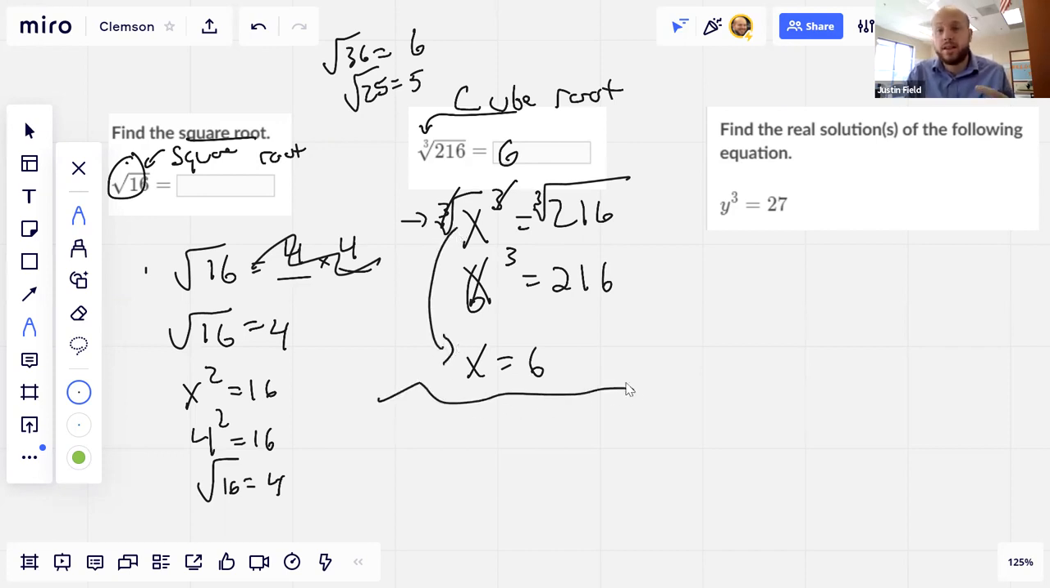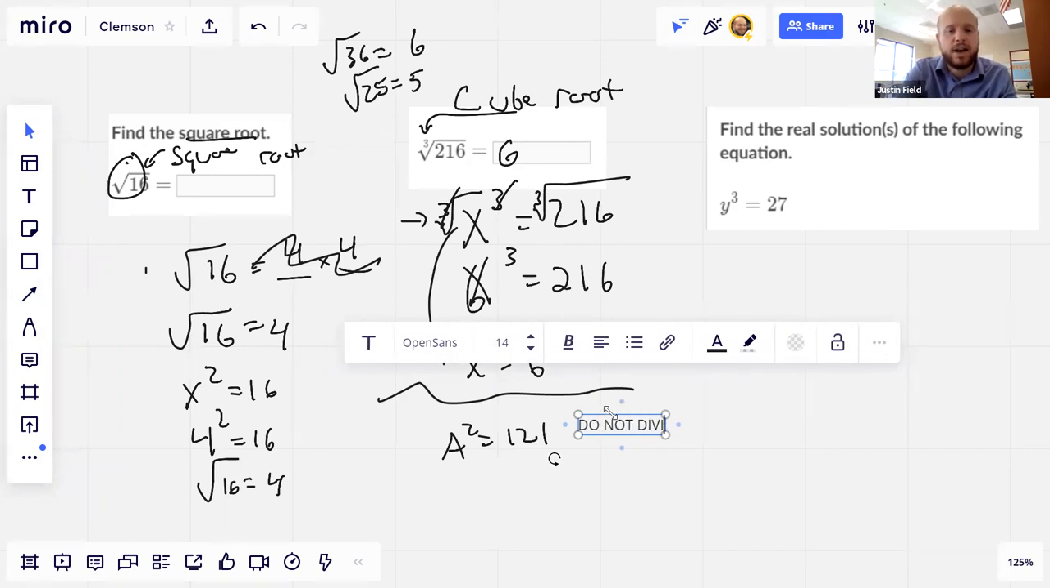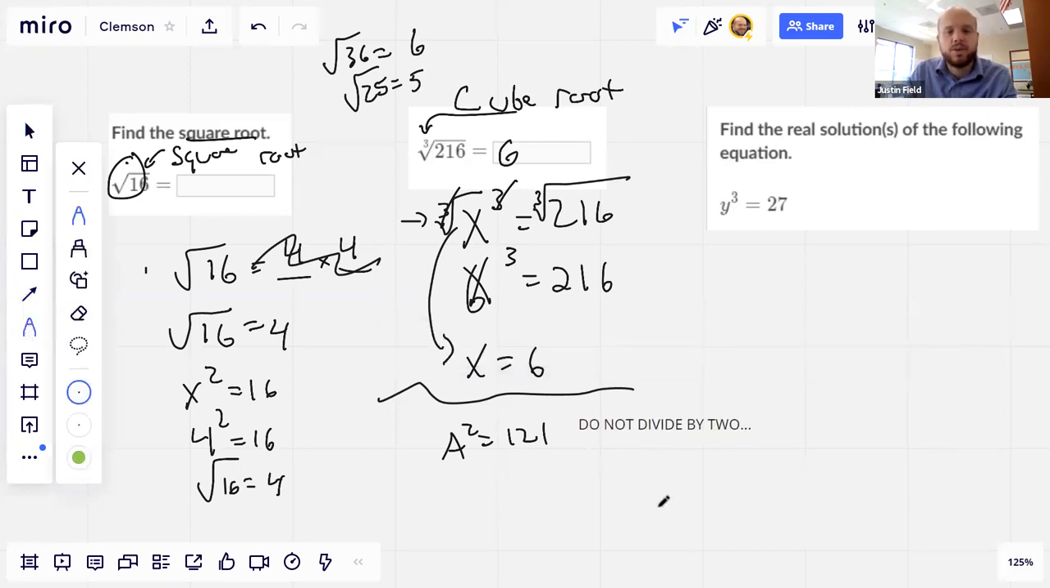And then later this year, when we do the Pythagorean theorem, we're going to get a squared equals 121. And I'm going to say, what do you do to both sides? And you need to tell me, well, I might not know what I do, but I know I do not divide by 2. I'll tell you that much, because when would I divide by 2? I would divide by 2 if it was 2a equals 121. Then I would divide by 2 and I would get a equals whatever that is.